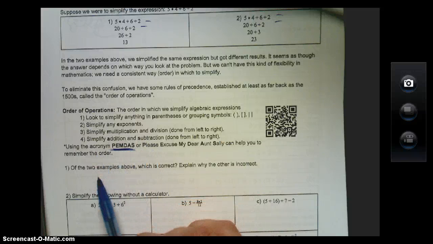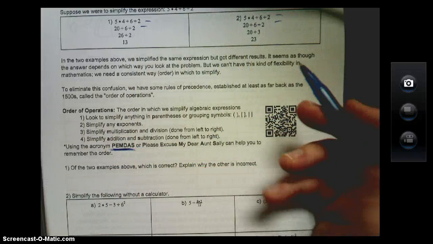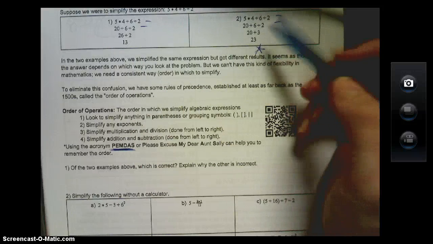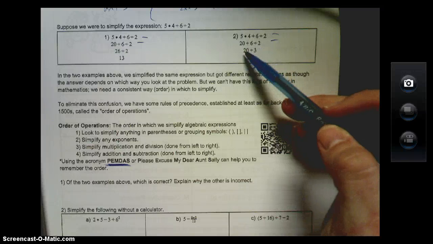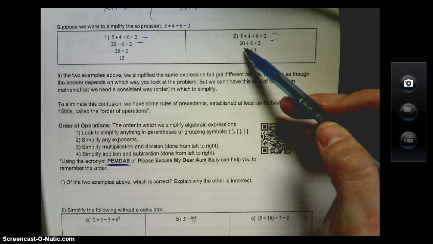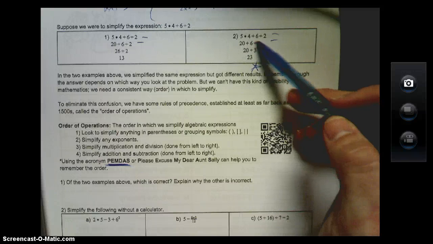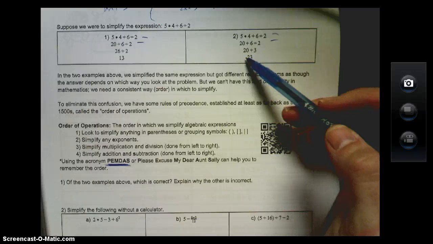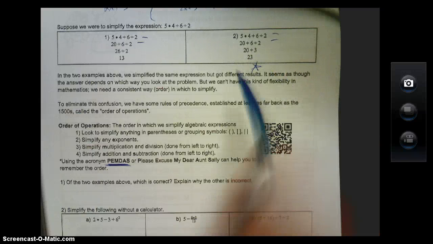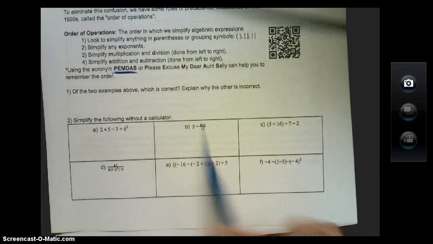Okay, so of the two examples above, which one is correct? Well, if you take a look at it, the one over here will be your correct one. So let's see what they chose to do. 5 times 4 gives you 20, good, plus 6 divided by 2. Then, as we said, please excuse my dear Aunt Sally, multiplication and division. Going from left to right, the very next thing is division. 6 divided by 2 gives you 3. Lastly, we have no multiplication or division. Add them together, we get our 23. Okay? So it just follows those orders of operations very well.